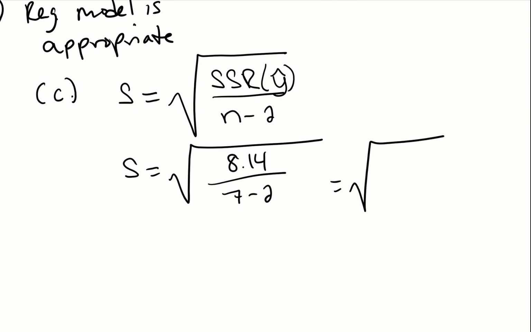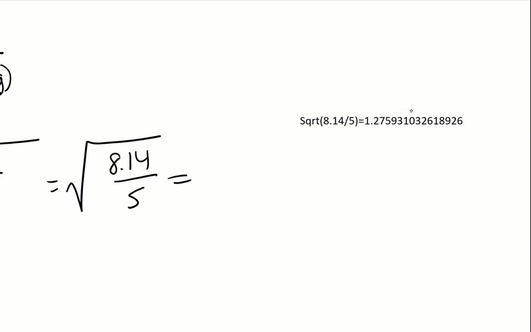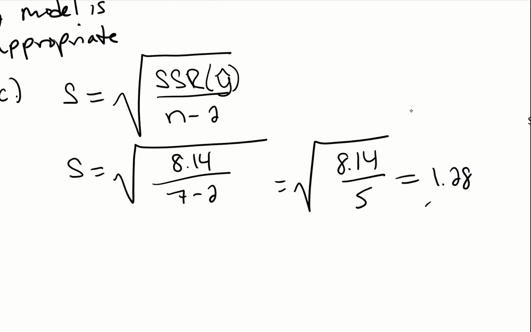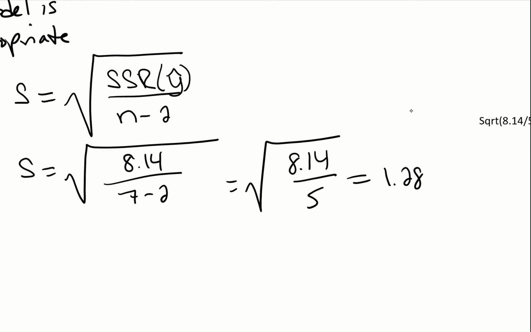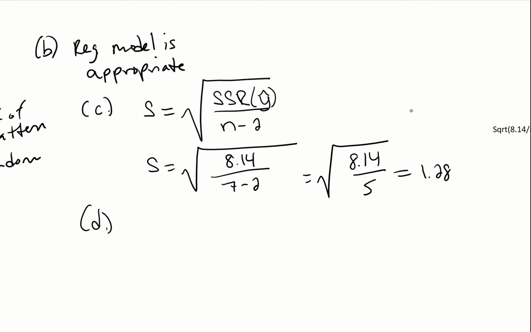And so we got the square root of 8.14 over 5. And then we get that number. Remember to round to 2 decimal places. So we get 1.28. So we have our standard deviation of residuals. That's a relatively small number, which means that our regression model is making pretty good predictions. We're going to need to interpret that anyway, so let's go ahead and interpret that for part D. It's saying that on average, my residuals are only about 1.28. So that's pretty good.